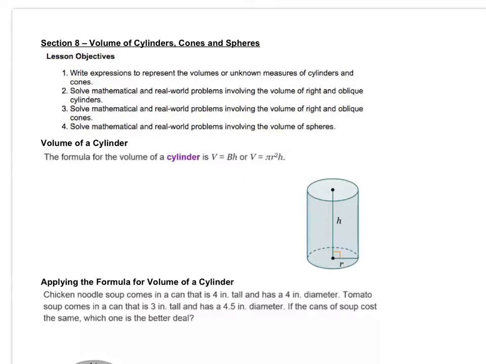What we want to do is write expressions to represent volumes or unknown measures of cylinders and cones. We want to solve mathematical and real-world problems involving the volume of right and oblique cylinders, same thing with right and oblique cones, and solve mathematical and real-world problems involving volume of spheres.